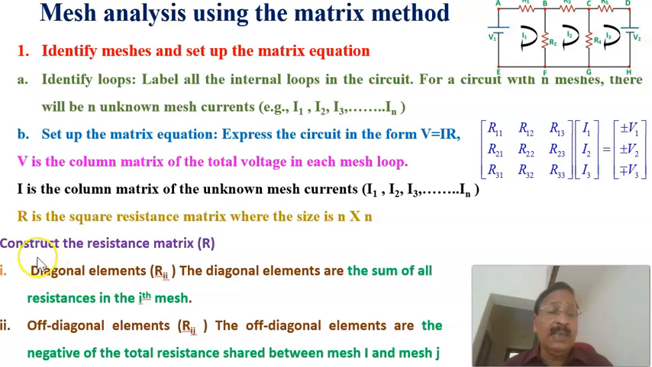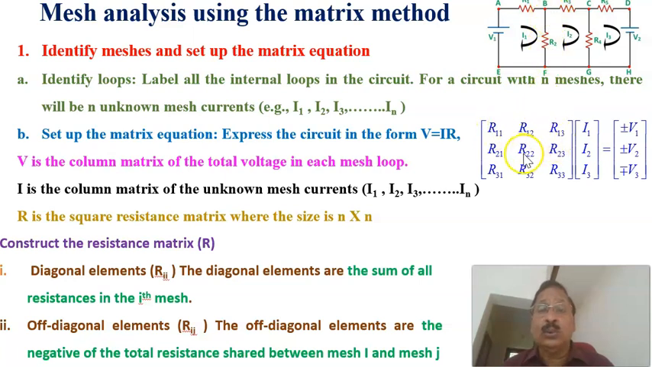Now the basic rule here: they construct this resistance matrix. The diagonal elements, that is R11, R22 and R33, are marked as Rii. The diagonal elements are the sum of all the resistances in the ith mesh. For example, R11 means the sum of all the elements in this one, that is R1 plus R2, which is R11.